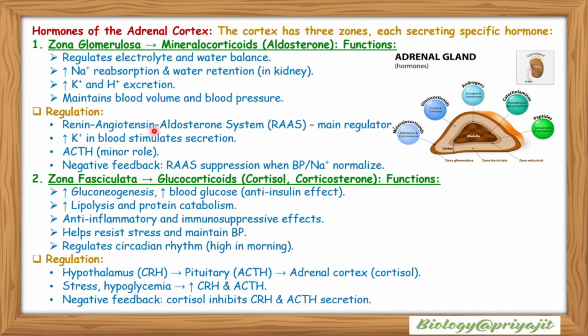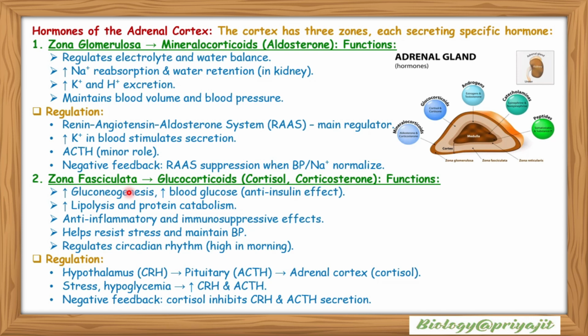The renin angiotensin aldosterone system, or RAS, is the main regulator of the zona glomerulosa. K plus ion, or potassium ion, in blood stimulates secretion. ACTH has a minor role in this process. So negative feedback: RAS suppression occurs when blood pressure or Na plus normalize.